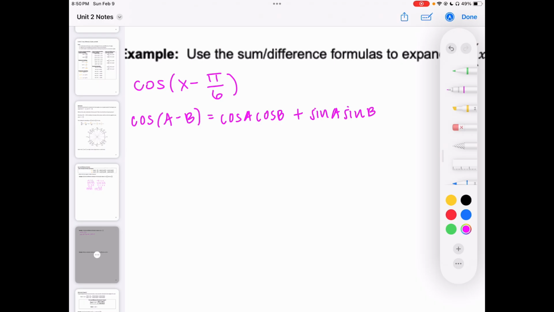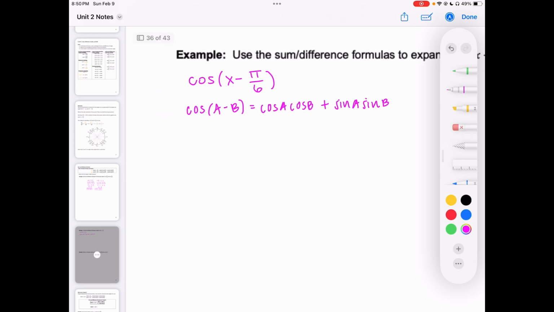Okay. Now, in this case, X is going to be our A. We're not going to end up with just a single value as an answer. We will have a variable, and that's totally fine. So we have cosine of X times cosine of pi over 6 plus sine of X times sine of pi over 6. Okay.